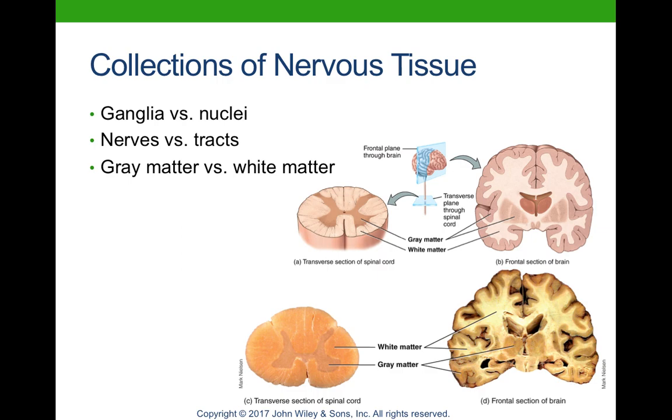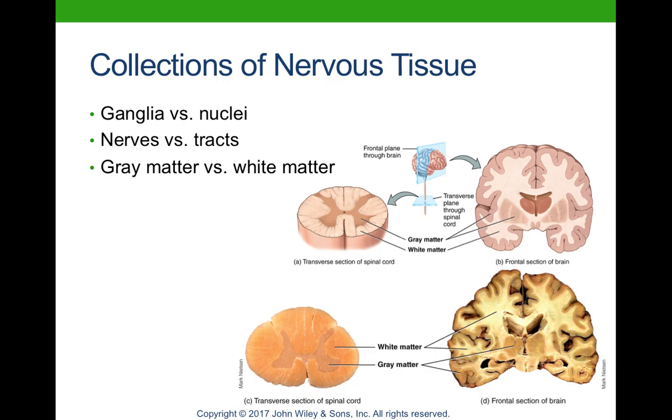Our gray and our white matter. Gray matter will contain three main things: nerve cell bodies, dendrites, and axon terminals, or bundles of unmyelinated axons and neuroglia. The white matter will be composed of aggregations of myelinated processes. So white matter contains myelinated processes, and that's how it gets its color, whereas gray matter is going to be unmyelinated.